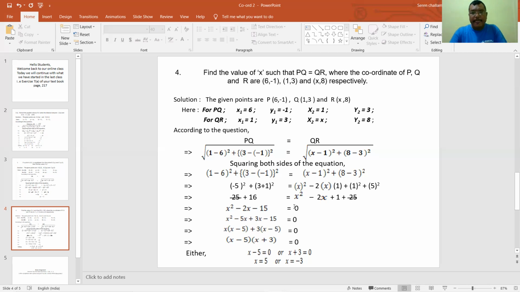We are left with x squared minus 2x plus 1. And this 16, if you transfer it to this side, it becomes minus 16. So plus 1 and minus 16, we are left with minus 15. Since everything is transferred to one side of the equality, the other side will remain 0.